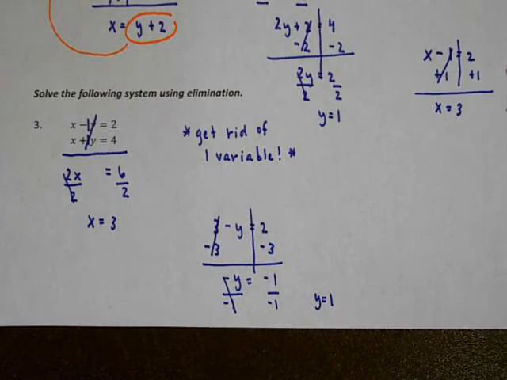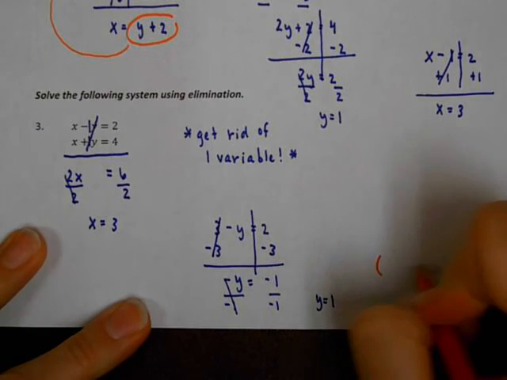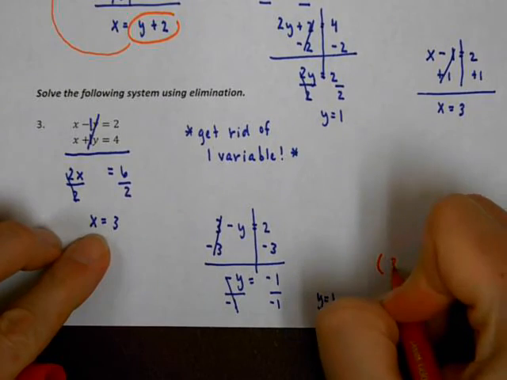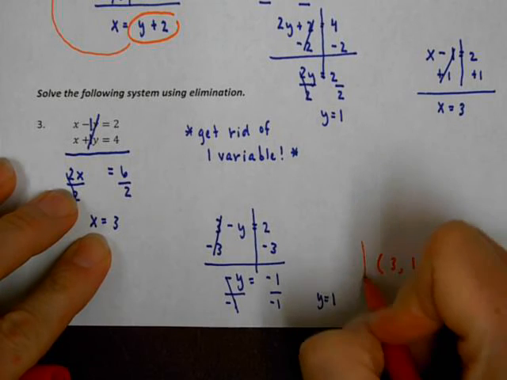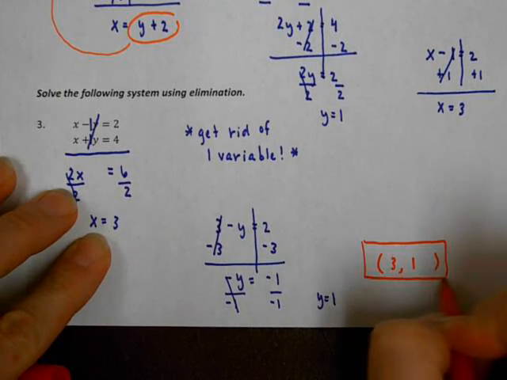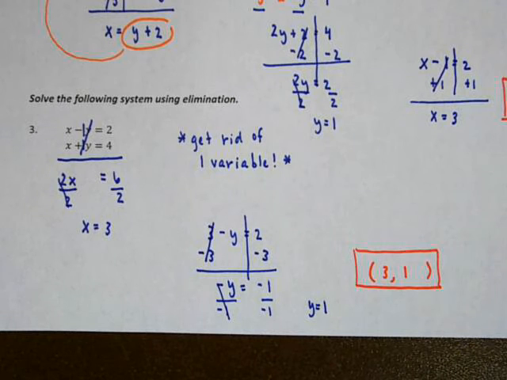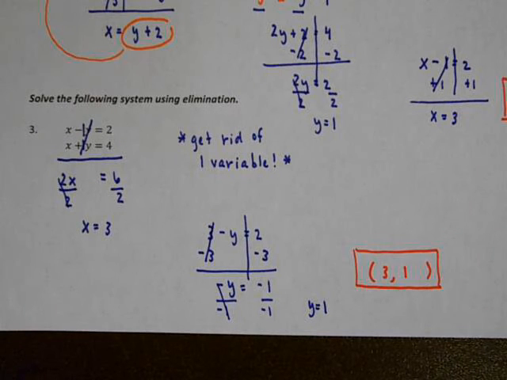So now again, my answer is an ordered pair. My x coordinate is 3, and my y coordinate is a +1. So again, that's just a quick review of all three methods for solving systems of equations.